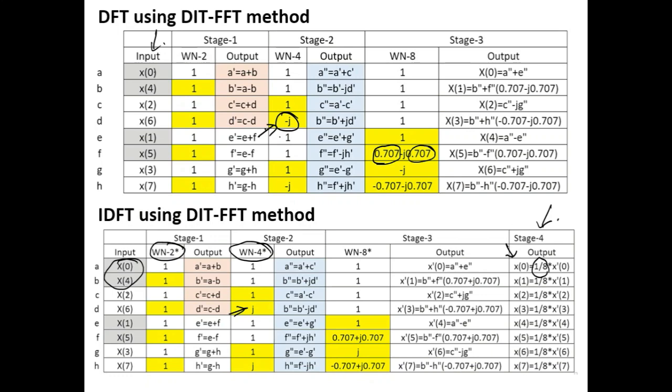Here, capital X 0, 1, 2, 3, 4, 5, 6, 7. So this is the normal order, 0, 1, 2, 3, 4. But our input was in decimated order. 0, 4, like that.